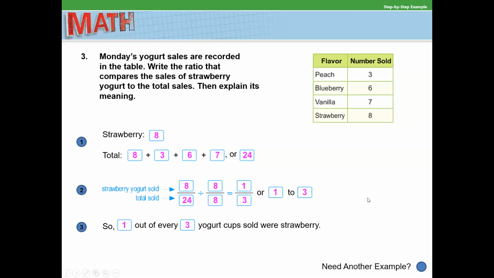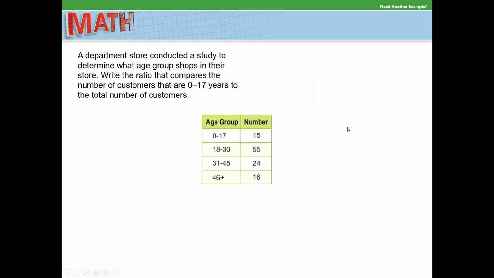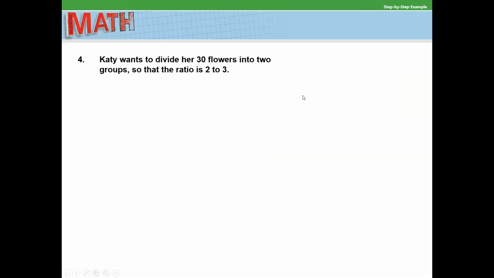Need another example? A department store conducted a study to determine what age group shops in their store. Write the ratio that compares the number of customers that are 0 to 17 years to the total number of customers. Again, we're going to compare part to whole. Press pause, do your work, press play when you're ready to go on.